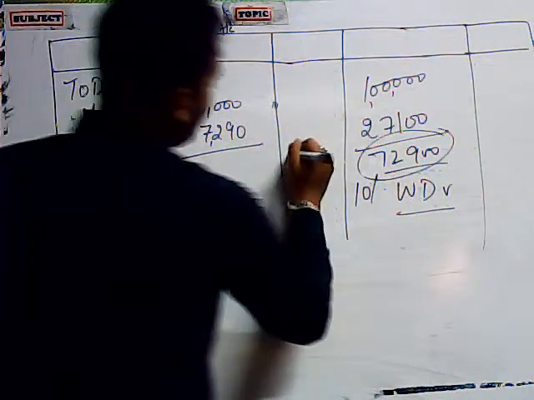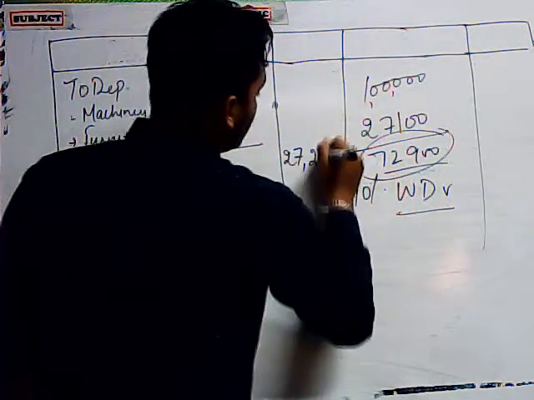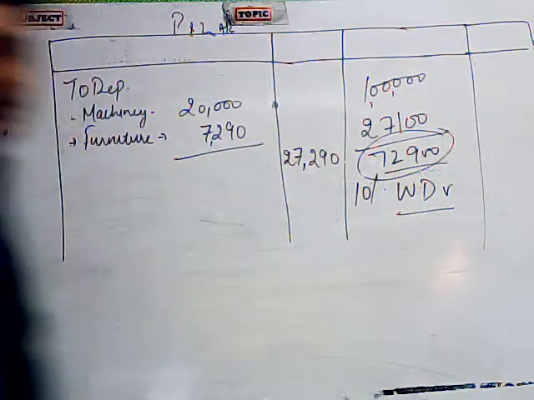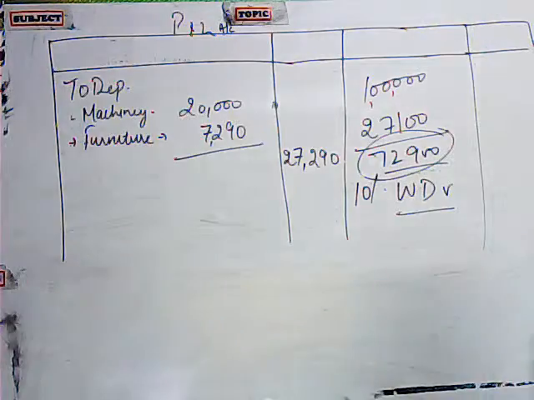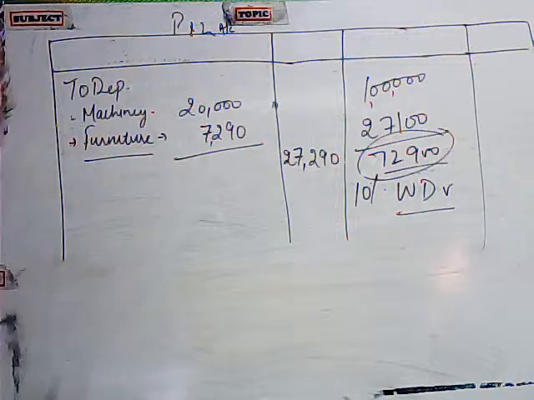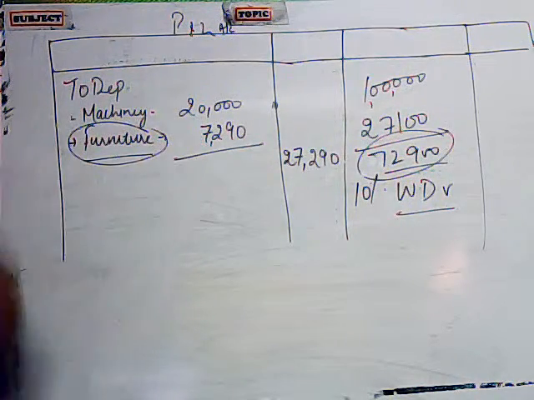7,290. And the total value of depreciation is 27,290. So clear everyone? How we have calculated? How we calculate the value of depreciation on furniture, is it clear to everyone?